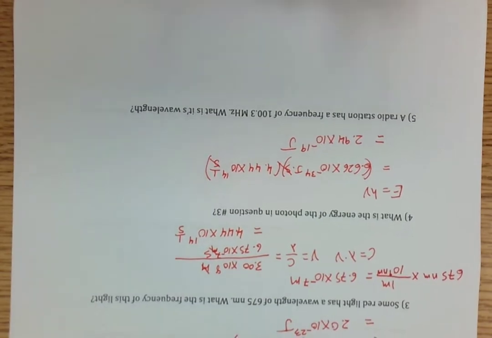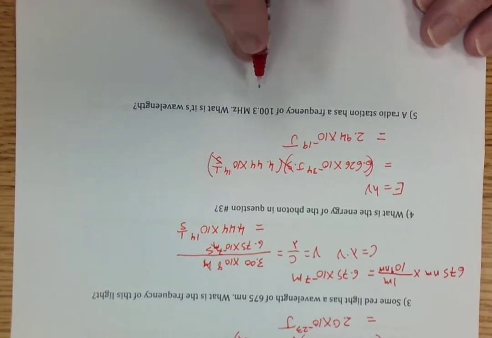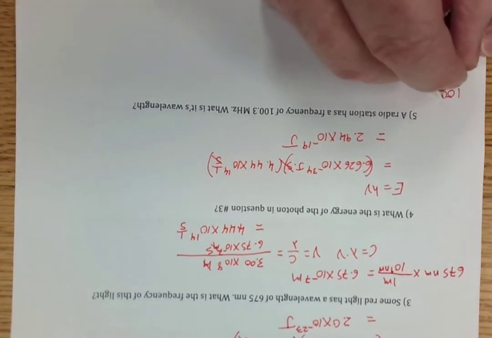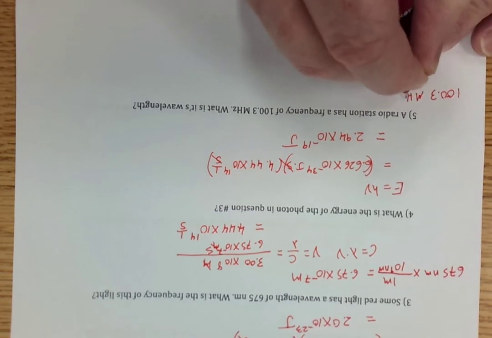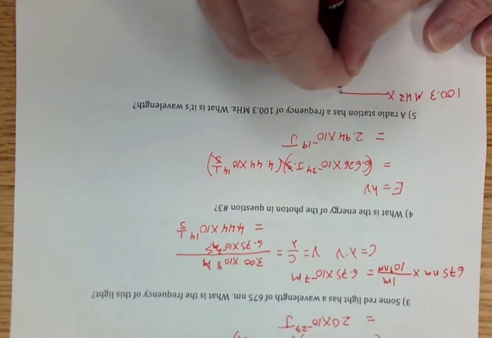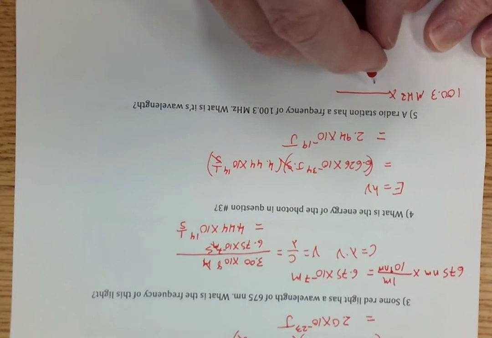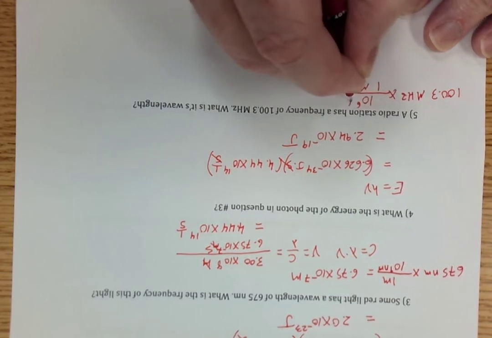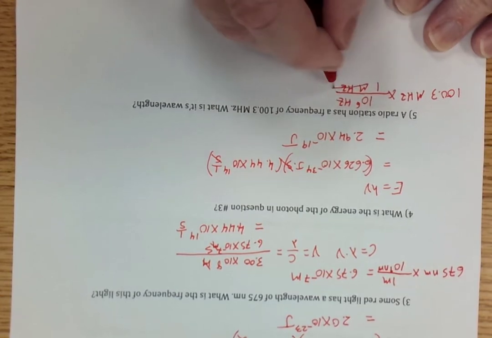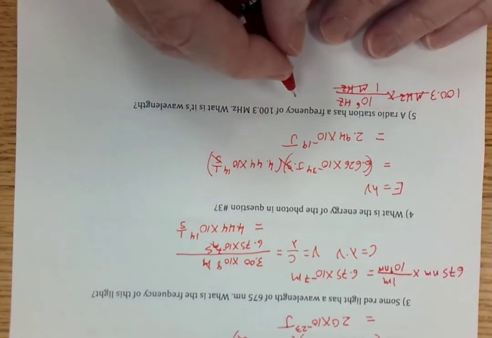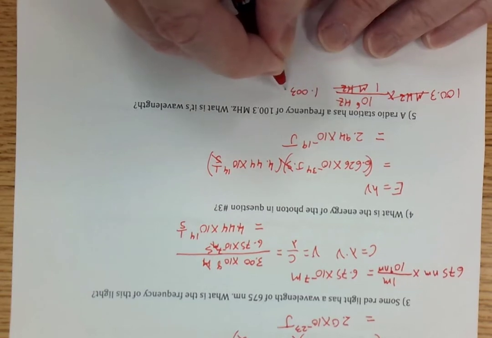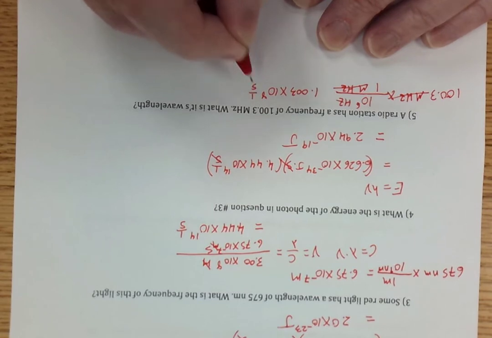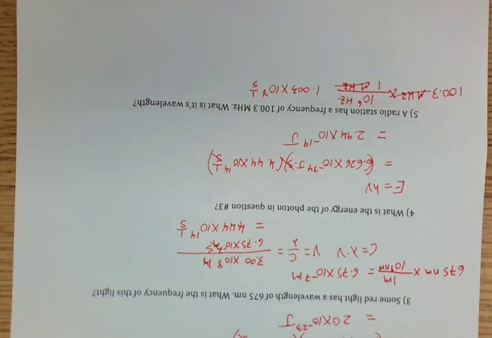Okay, so now, a radio station is broadcasting at 100.3 megahertz. That would be an FM station. Times 1 megahertz has 10 to the 6th hertz. So megahertz cancels. And this actually comes out to be 1.003 times 10 to the 8th hertz, which I'm just going to call 1 over a second.